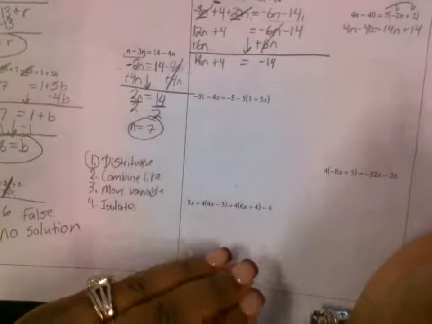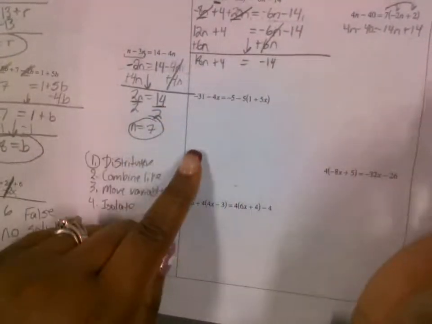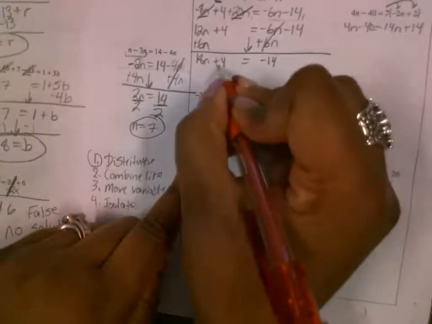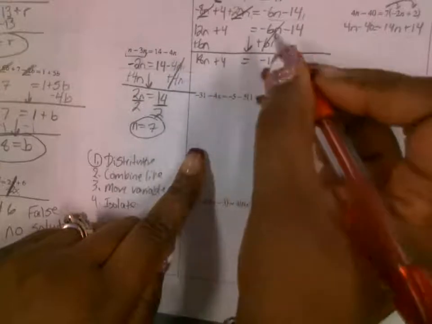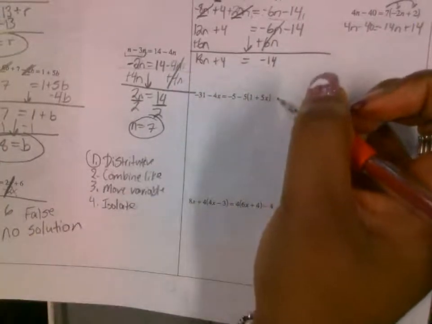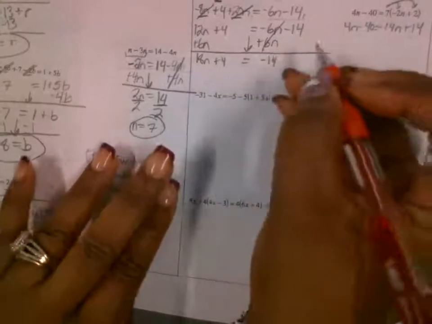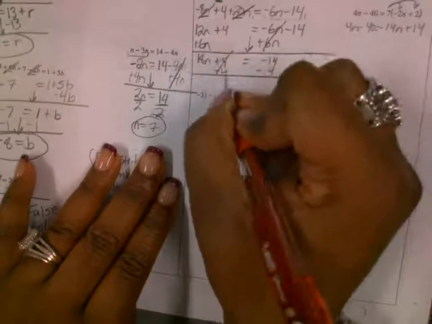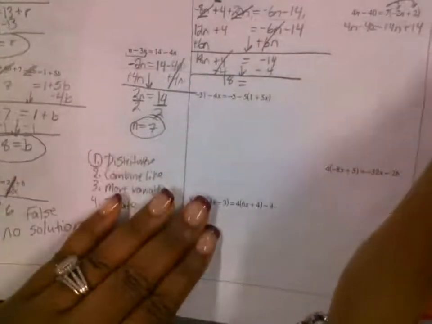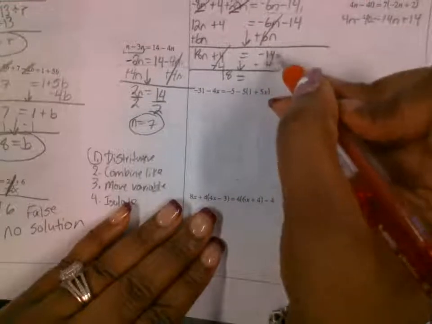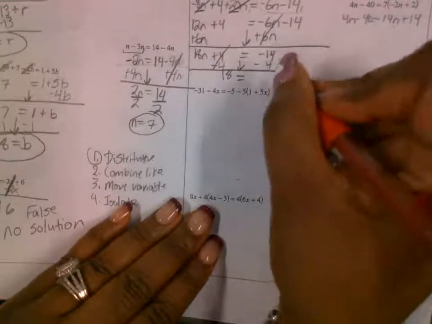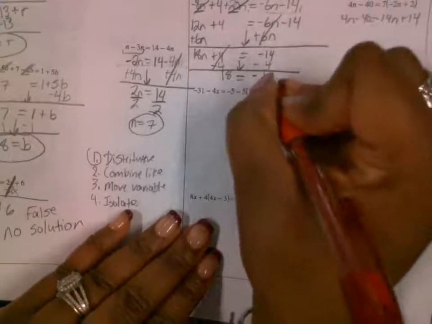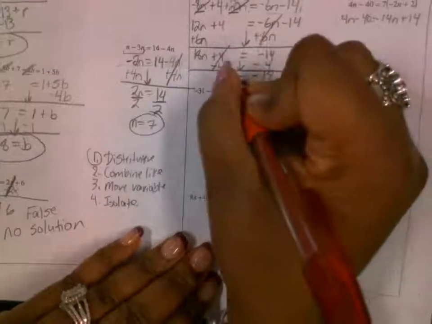Okay, so now what are we going to do to get n by itself? No. Let's get rid of the 4 first. How do you get rid of the positive 4? Subtract it. So this gives me 18n over here. And what is, type it in, what's negative 14 minus 4? I'll give you a hint. It is a negative. Negative 18. And I forgot the n. Sorry.